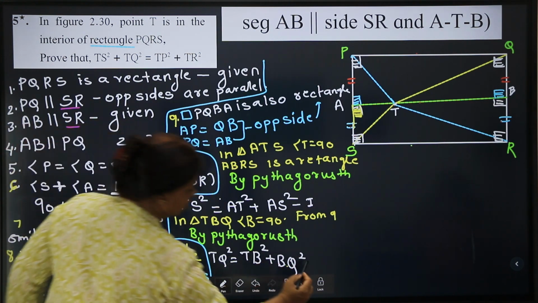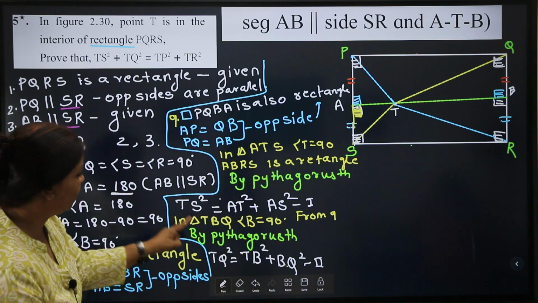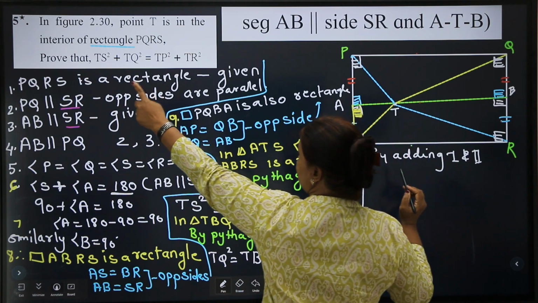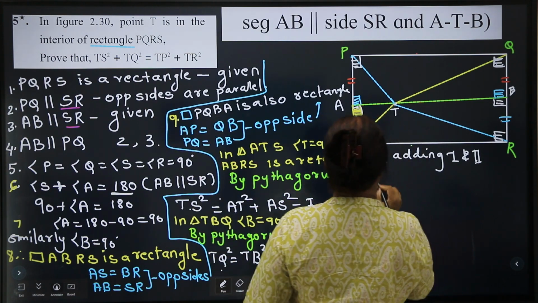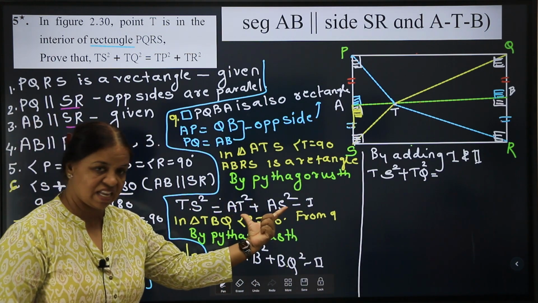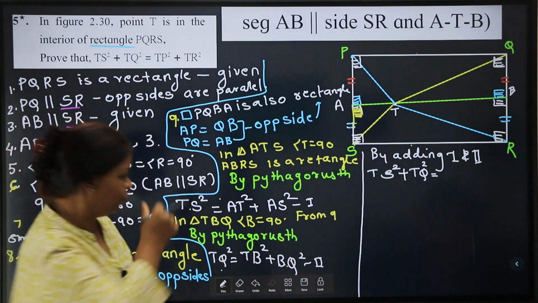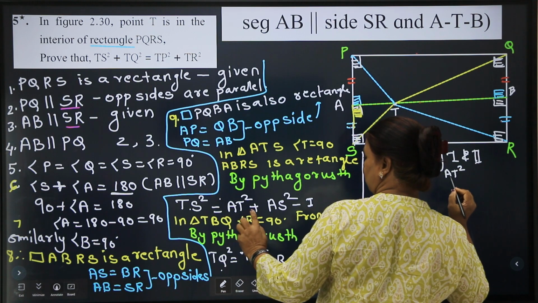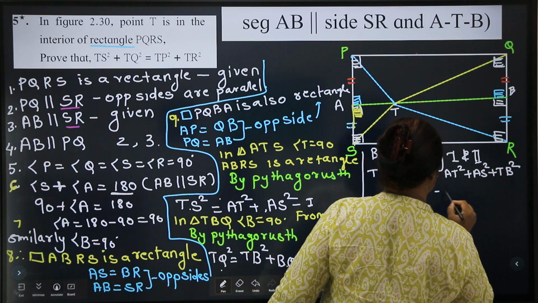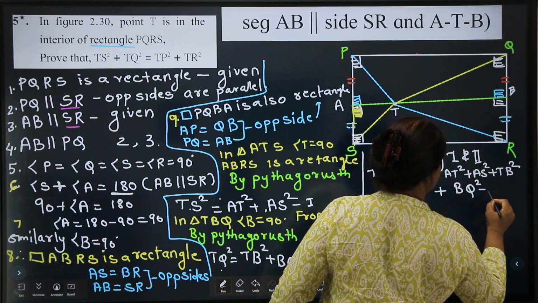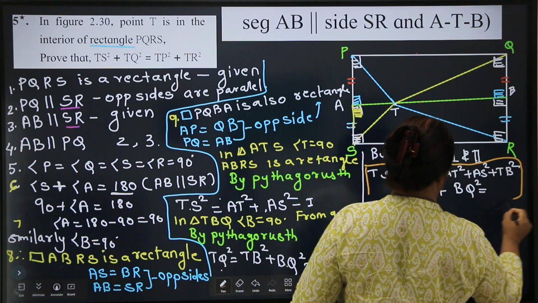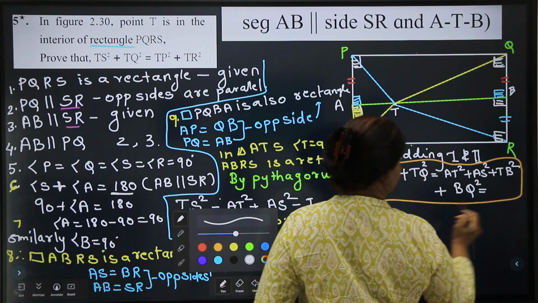Now children, see, this is my second statement, and I want TS square plus TQ square. So why not add 1 and 2? I'll get TS square plus TQ square is equal to AT square plus AS square plus TB square plus BQ square. This is my third statement.